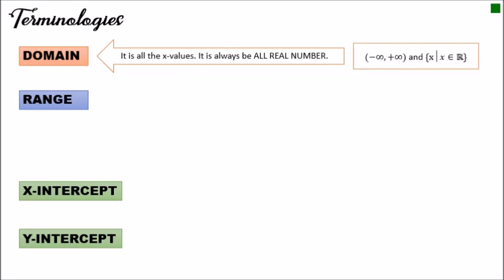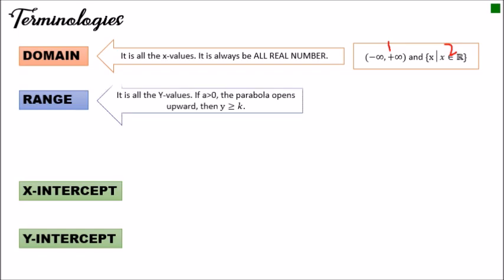Okay? So, pwede nating i-represent yung domain as negative infinity to positive infinity, or x such that x is an element of the real numbers. Any of the two, pwede natin silang i-represent gamit yung una o kaya yung pangalawa. Pero kadalasan sinusulat na lang natin all real numbers. And then yung range natin, it is the set of all y values.